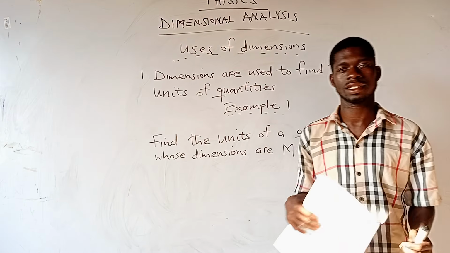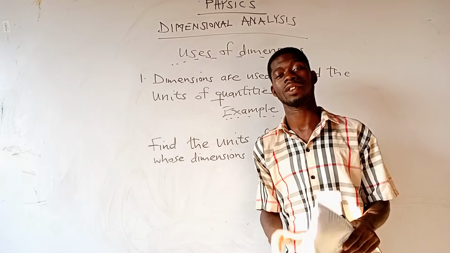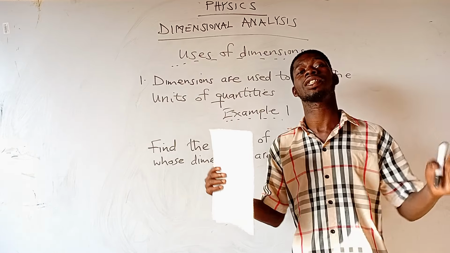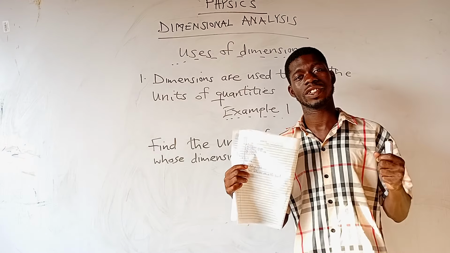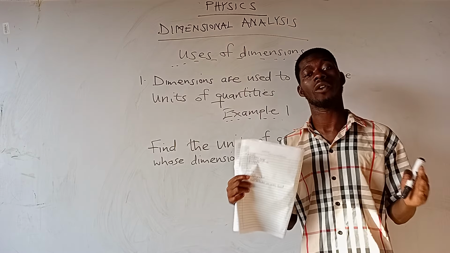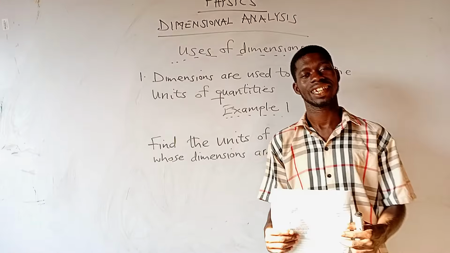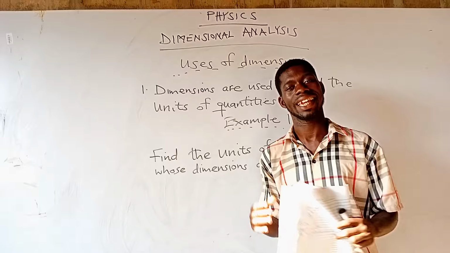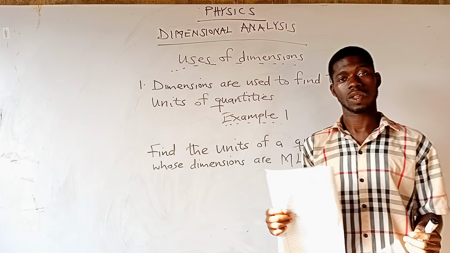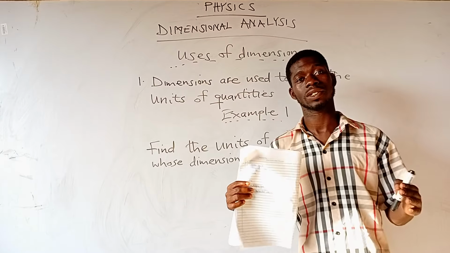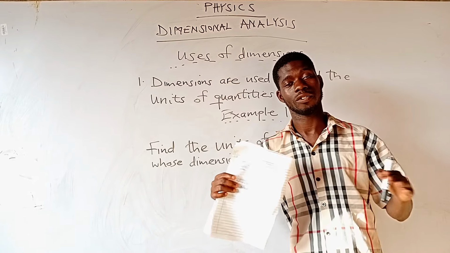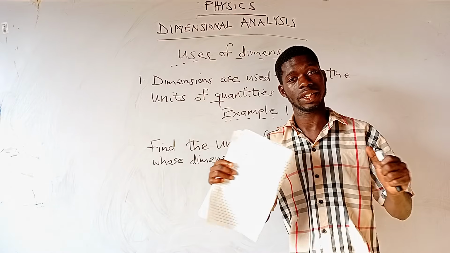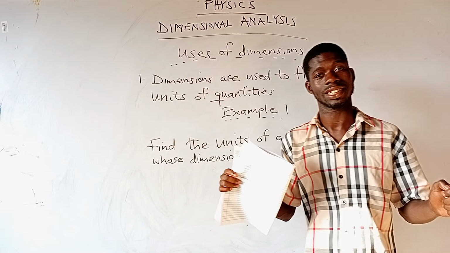During our first lesson, we learned about the definition of dimensional analysis. We said that dimensional analysis is an equation used to express a physical quantity in terms of its dimension. We also found the dimensions for some physical quantities: momentum, force, acceleration, pressure, and kinetic energy.